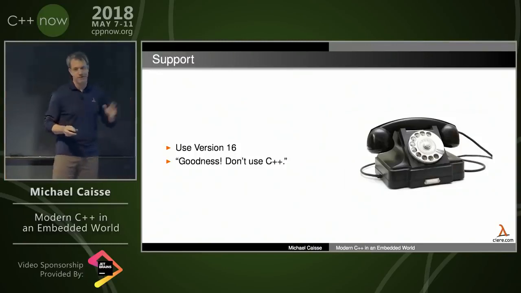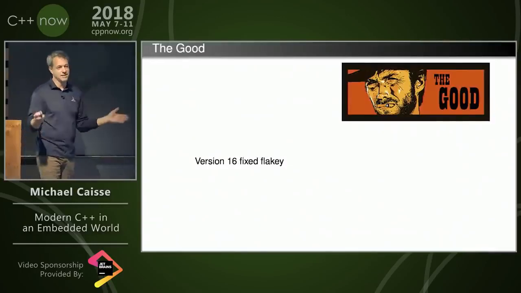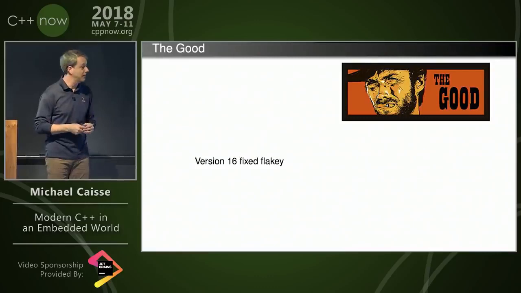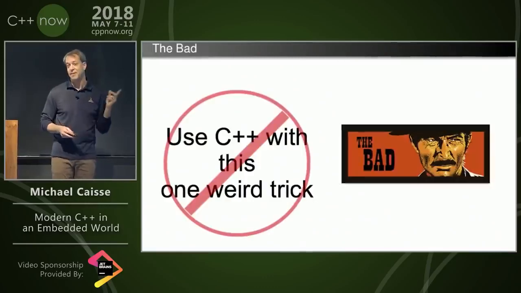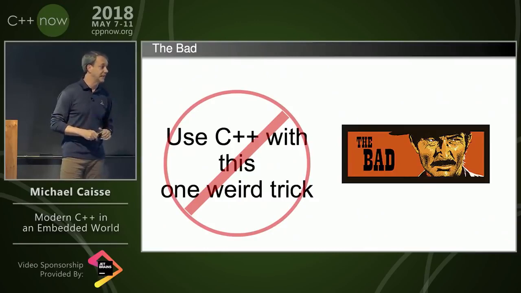So I was like, goodness, don't use C++. Okay, well, whatever. So, version 16, awesome. It fixed the flaky behavior, so that's good. The bad is, probably the real reason that support wanted us to move is because we can no longer figure out our one cool trick in order to make our C++ work anymore. They basically figured out how to stop that from occurring inside the IDE.